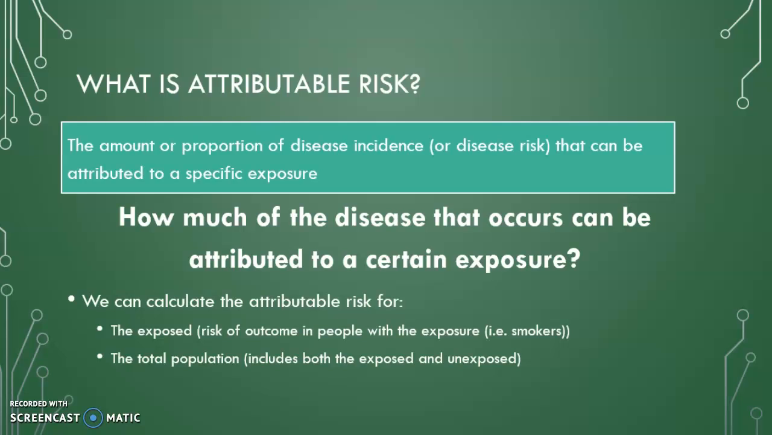This can also be done with coronary heart disease. If we look at people's diets, it's just saying that the person has this exposure or risk factor, and so how likely are they, compared to everybody else who does not have the exposure, to get the disease in question or outcome. So we can calculate the attributable risk for both the exposed, which is the risk of outcome in people with the exposure, such as the smokers or people with coronary heart disease, or we can calculate the total population's attributable risk, which includes both exposed and non-exposed.